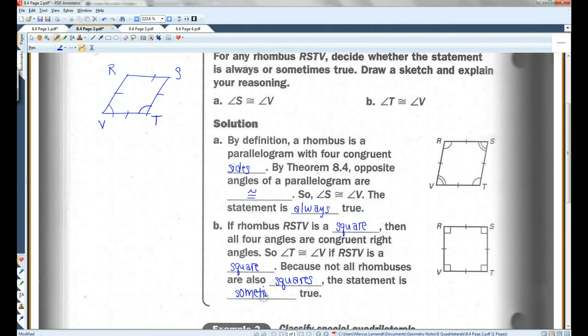Now remember, a square is a type of rhombus, but not all rhombuses have to be squares. Sometimes they look like this. If you have a rhombus that looks like this, all the angles are equal, then this would be true. But that's not always the case, only sometimes.